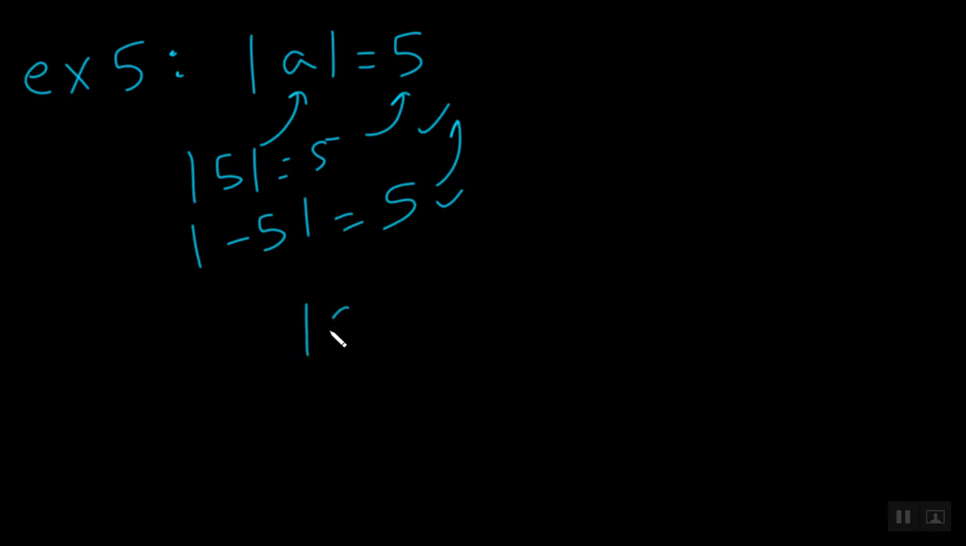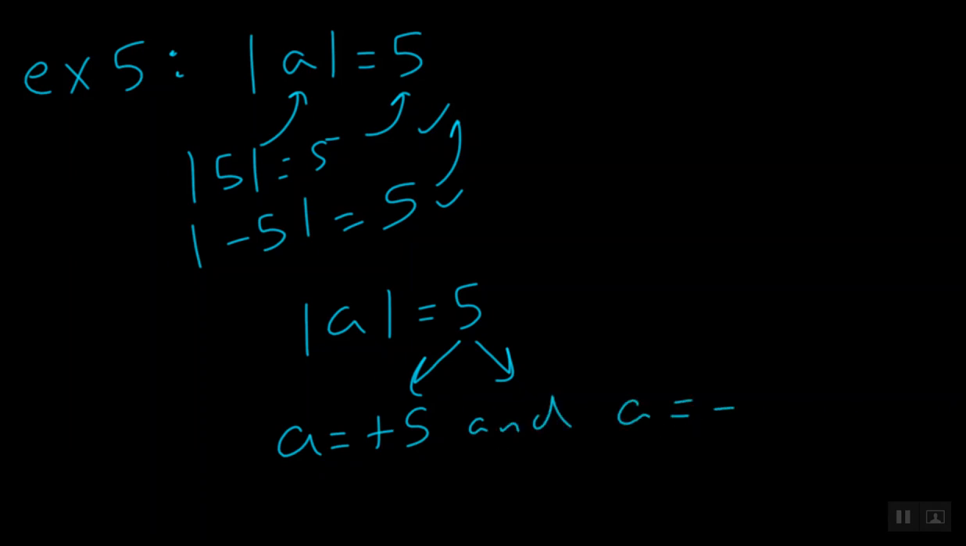So when given something like the absolute value of A is equal to 5, we're going to do something called the split. We're going to draw an arrow, and we're going to write this: A equals +5. And I want you to write the word "and": A equals -5. So anytime we have absolute value bars, we're going to split whatever constant we're given into both a positive version and a negative version.